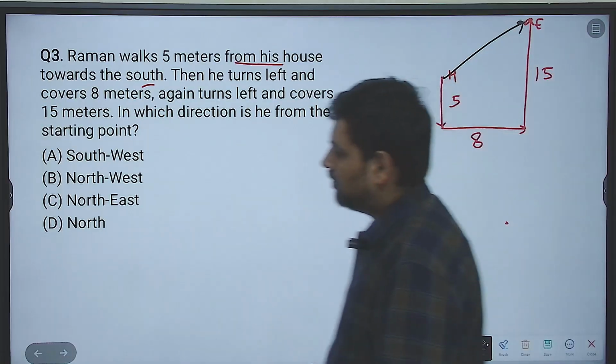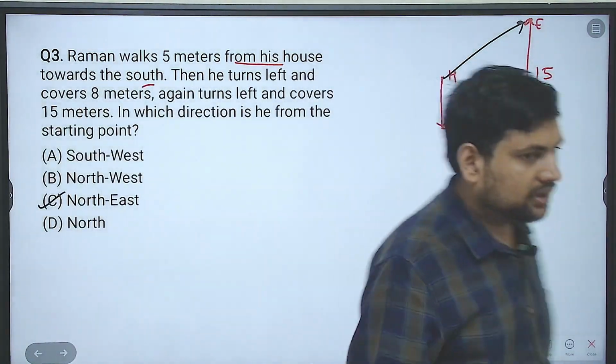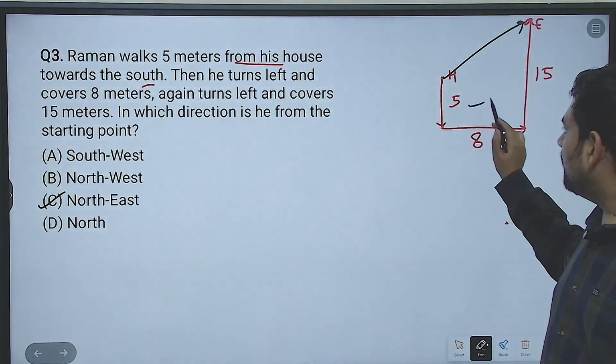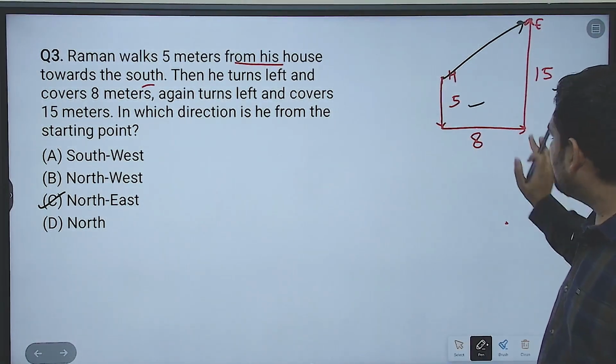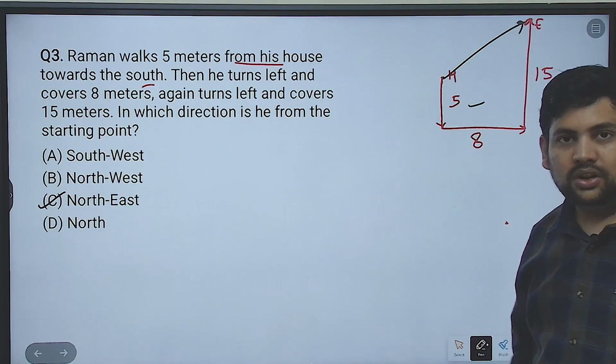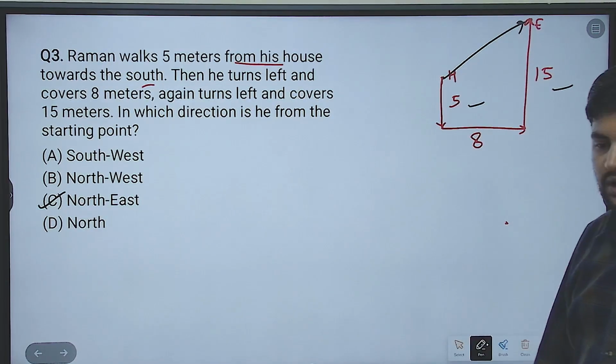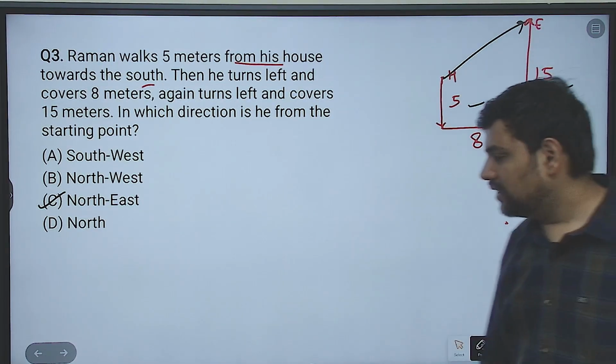This is clearly not east. Now here you can say with surety, because this length is 5 and this length is 15. So he has gone beyond his original length that he came down. So it has to be northeast. Simple.